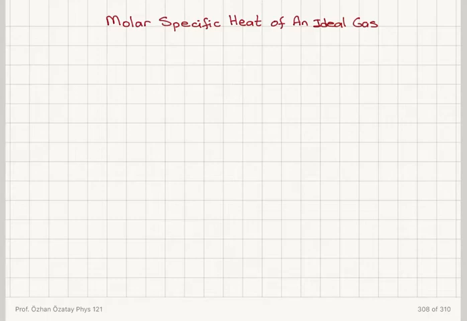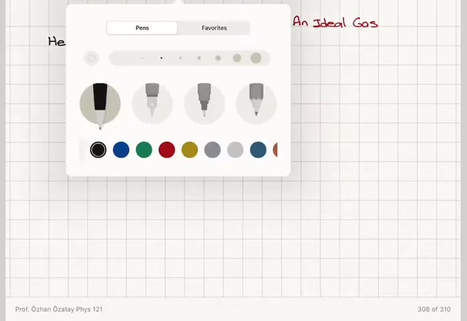Since for gases, instead of using the mass of the gas, the number of moles is a more convenient measure, we can redefine our specific heats in terms of per mole. So we call that molar specific heat. So basically the heat capacity per mole is called molar specific heat.